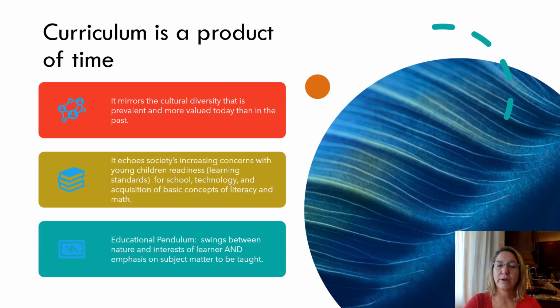So remember that curriculum is a product of time. It mirrors the cultural diversity that's prevalent and valued today more than in the past. Our kids today can get information like this, right? It's all on technology and it's really fast. But what happens is they can find the information, but they're not necessarily remembering the information, right? So we have to have children repeat things over time to comprehend and retain the information, and not just find a way for Google and Siri to find it.